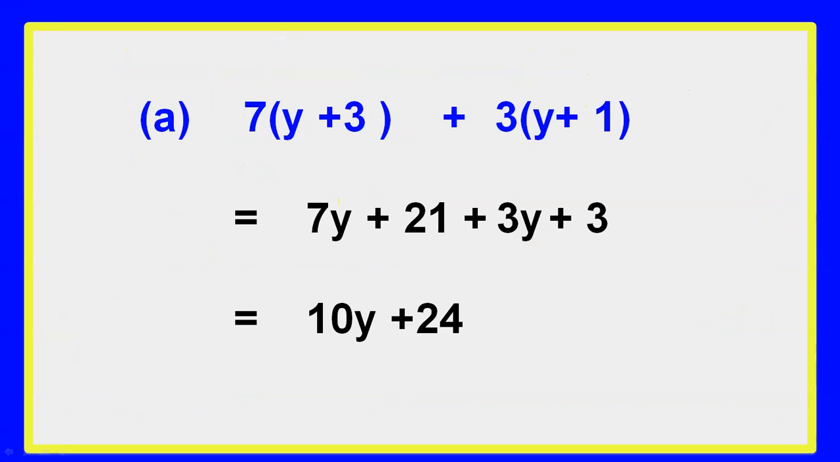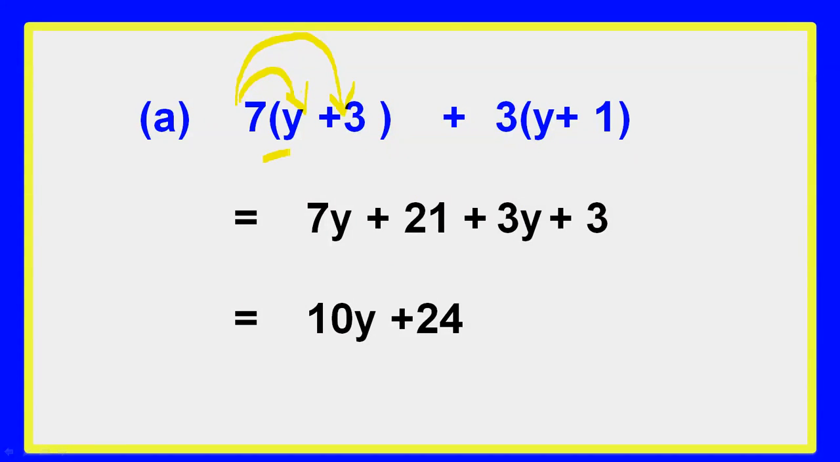So let's make a start. Let's suppose they are giving you this kind of question. What is happening there? If I am looking at this question, I have to solve it. What I am observing here is that 7 is knocking at the door of y plus 3. 3 is knocking at the door of y plus 1. It means this 7 wants to meet with y and it wants to meet with 3.